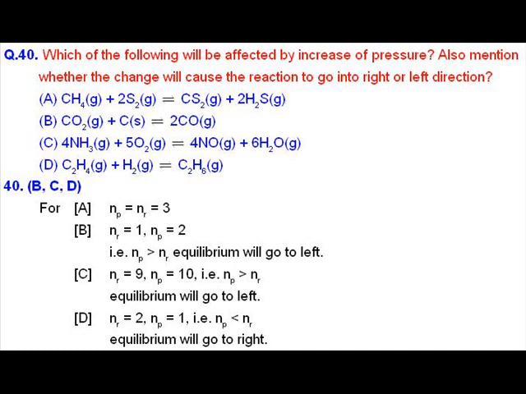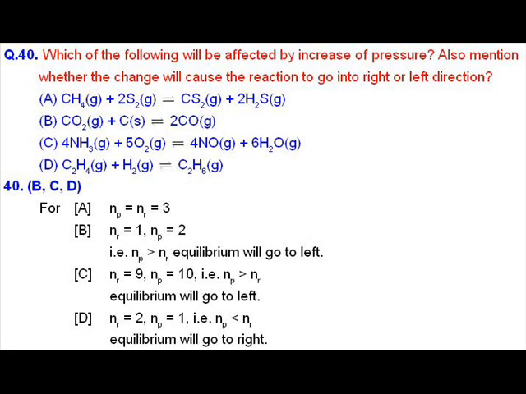So in option A, we are having 3 gaseous reactants and 3 gaseous products. That means the number of gaseous reactants and gaseous products are equal, so there will be no effect of increase in pressure. Now coming to option B, we are having 1 gaseous reactant and 2 gaseous products. Here the number of gaseous products is more, so there will be an effect of increase in pressure. The reaction will try to decrease the pressure, so the reaction will go in the backward direction, as in the backward direction, on the reactant side, the number of gaseous species is less.